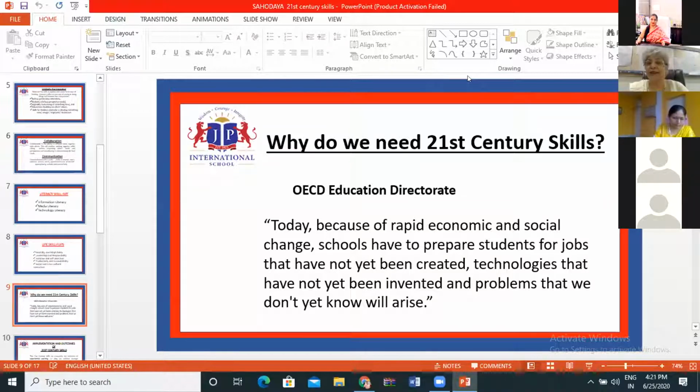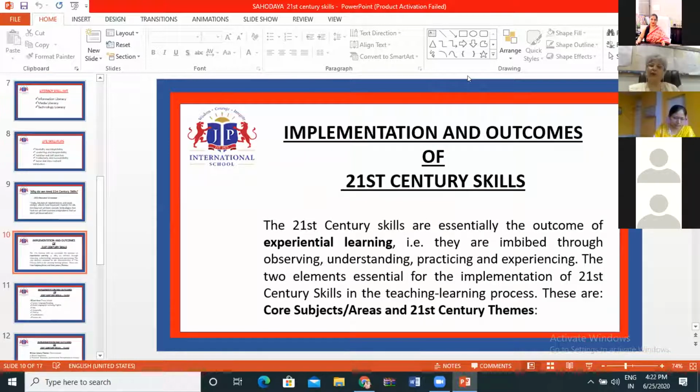So imagine the kind of efforts that we as teachers, we as schools have to take to make our students, our children, the future generation of our country, updated with these kinds of skills. Now, what would be the outcome of this? The outcome of 21st century skills would be that they will have a lot of experiential learning. They will imbibe all these by observing, understanding, practicing, and experiencing. They would be experiencing all this in the classroom situation, in their life.